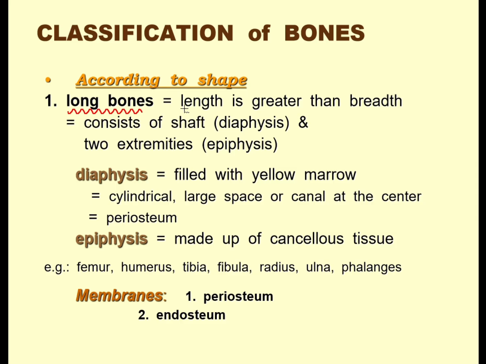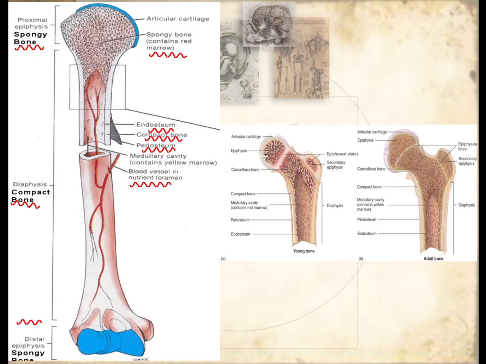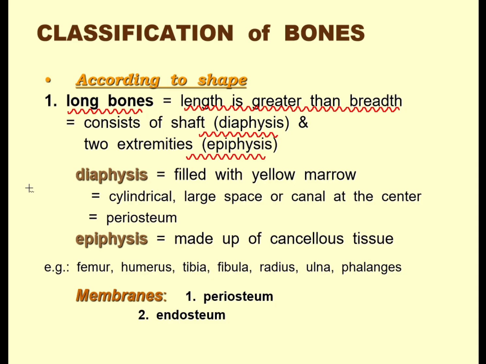Here length is greater than breadth, and it consists of a shaft, that is the diaphysis, and two extremities, that is the epiphysis. You can see here, this is the diaphysis, the compact bone part, and the small part is the epiphysis, that is the spongy bone. The spongy bone is the epiphysis and the compact bone is the diaphysis, right?